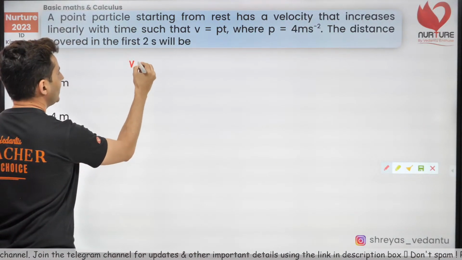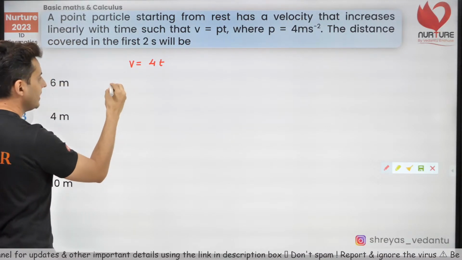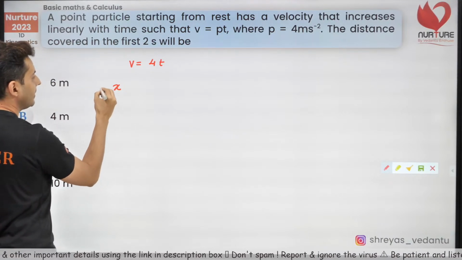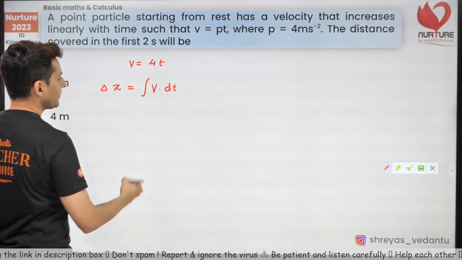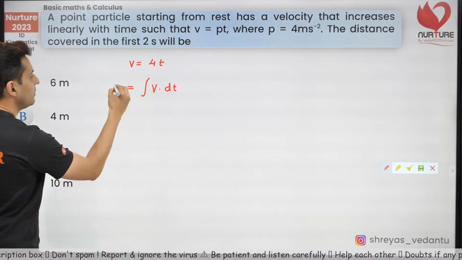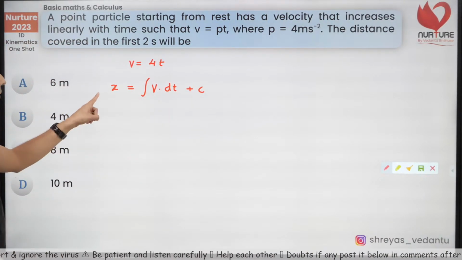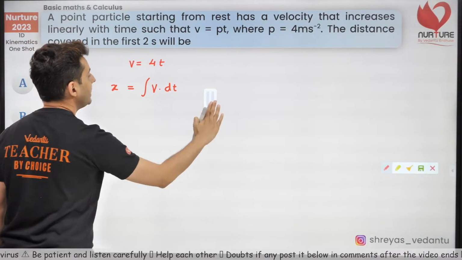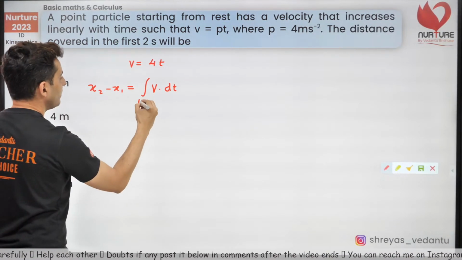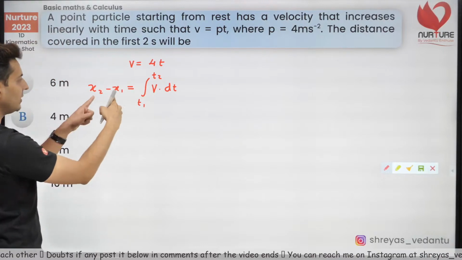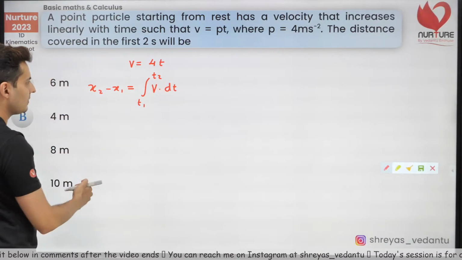See guys, v is 4t, and we have just studied that x, or rather delta x, is the integral of velocity with respect to time. In case you remember, we had put this as x is equal to integral v dt plus c. Keep this in mind. If I put a definite integral, it will be x2 minus x1, that c won't be there, from t1 to t2. That's how it looks in definite form. If you use the constant, it will be slightly lengthy, but that is also fair enough.